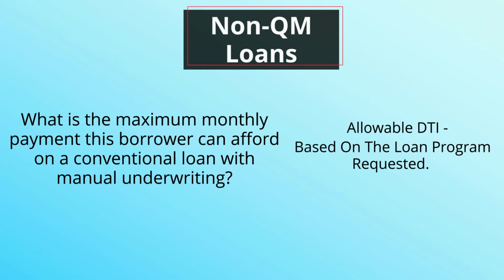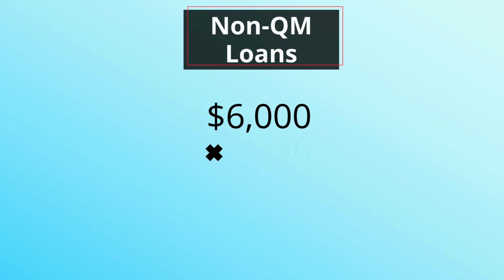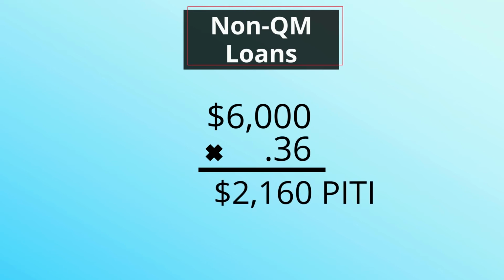What is the maximum monthly payment the borrower can afford on a conventional loan with manual underwriting? In this case of a manual underwriter, we take their monthly qualifying income of $6,000 times 36% equals $2,160 PITI.